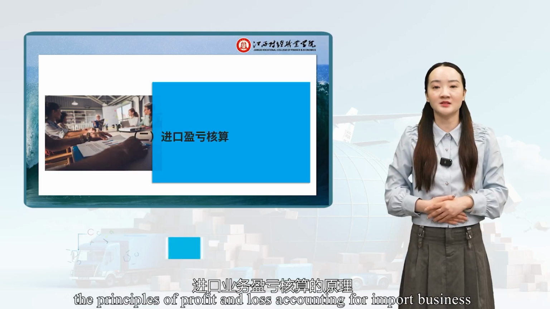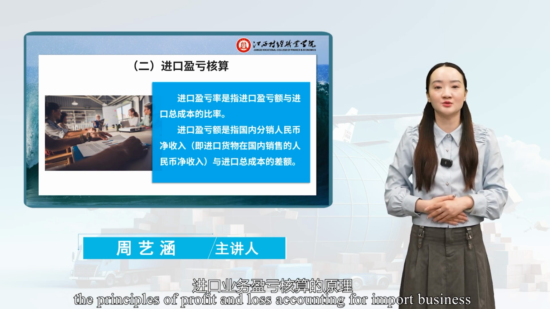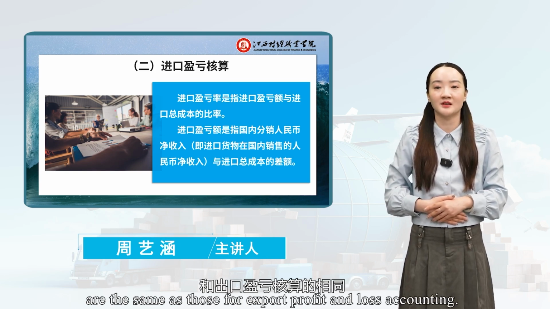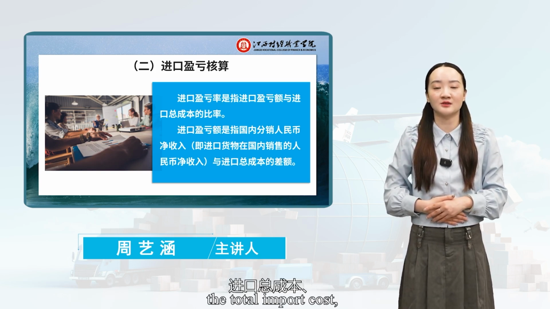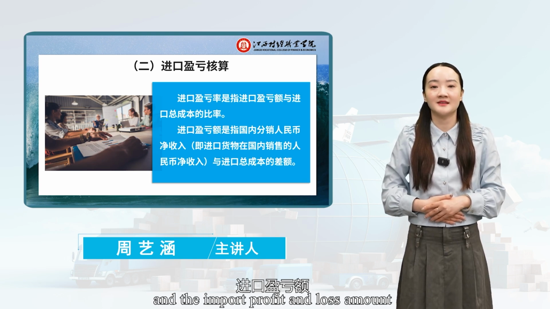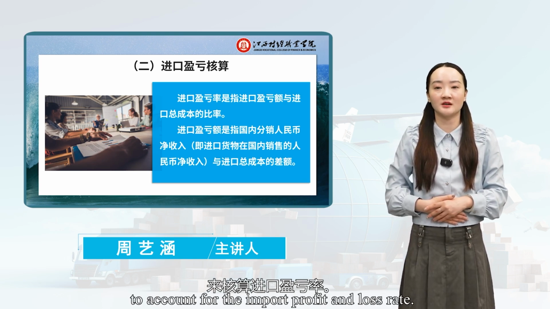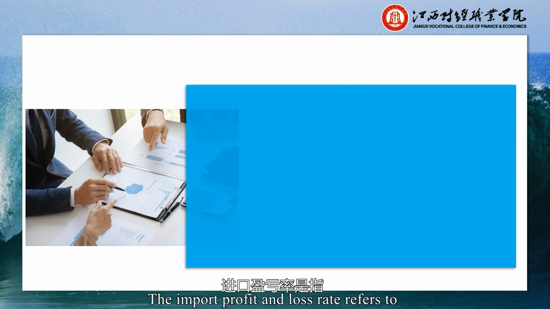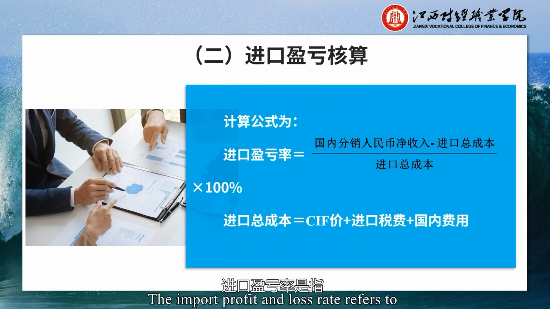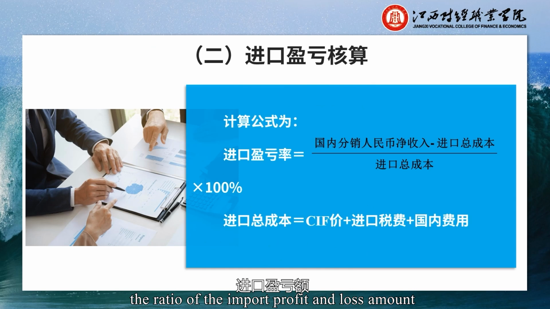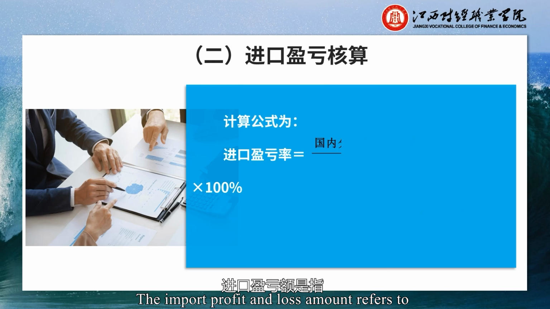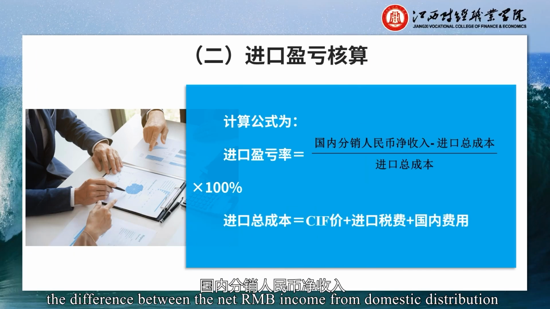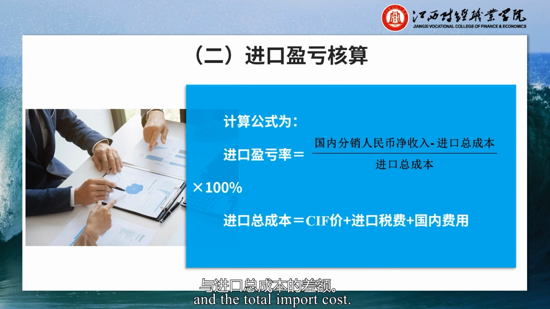The principles of profit and loss accounting for import business are the same as those for export profit and loss accounting. It mainly involves calculating the total import cost and the import profit and loss amount to account for the import profit and loss rate. The import profit and loss rate refers to the ratio of the import profit and loss amount to the total import cost. The import profit and loss amount refers to the difference between the net RMB income from domestic distribution and the total import cost.